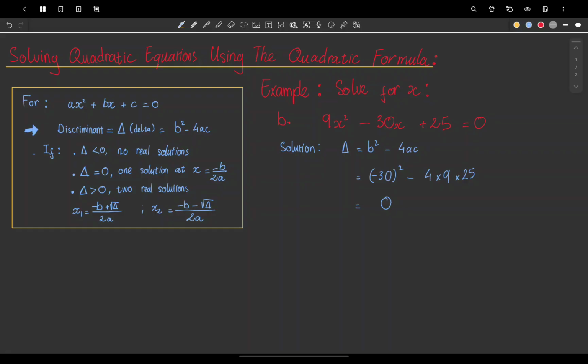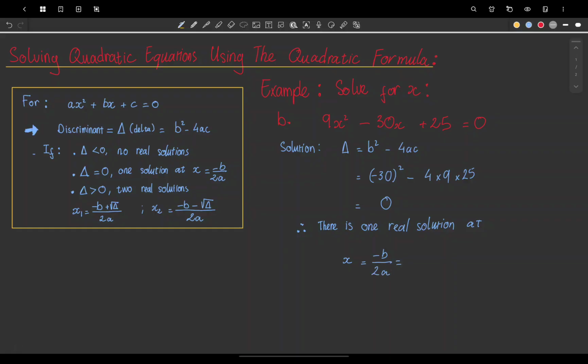Okay, so once we have the discriminant equal to 0, we can conclude that there is one real solution. Because there's one real solution, that means we can only have one x value. And the x value is going to be, let's write it here, x equals negative b over 2a.